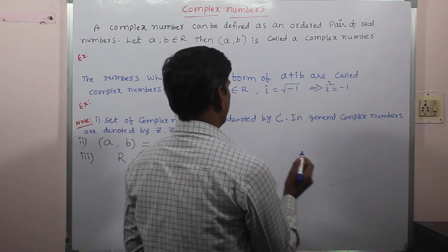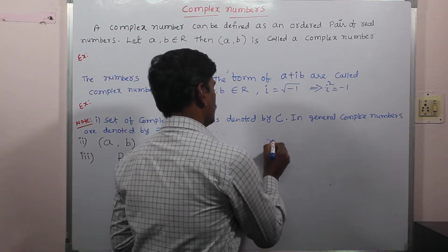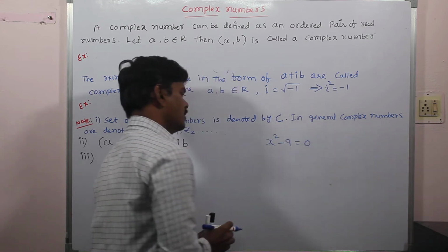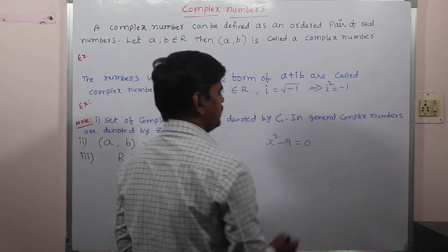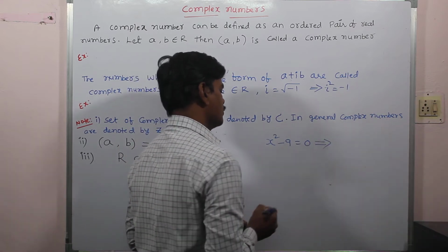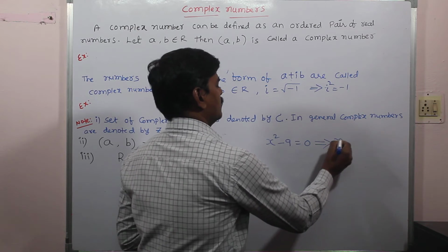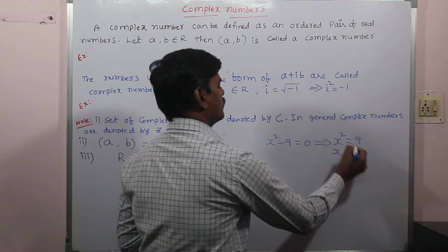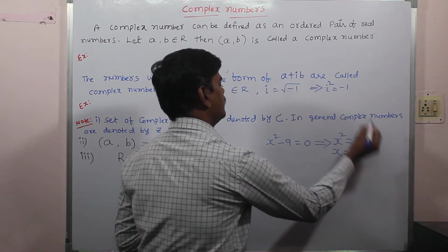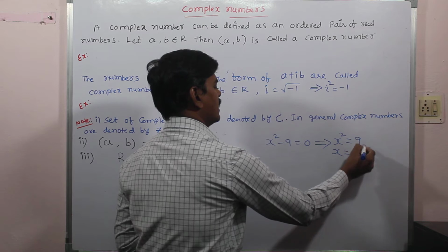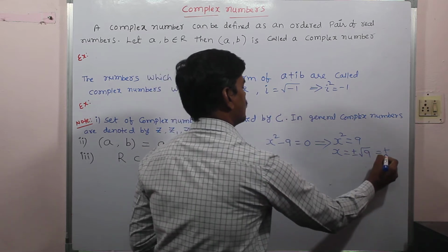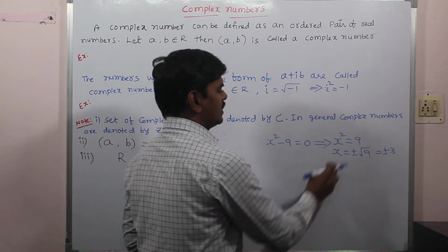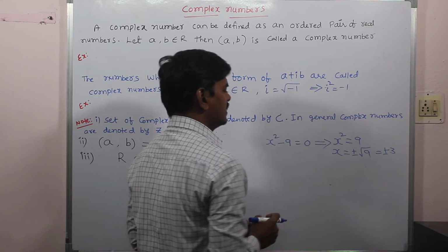Let's take an example. x square minus 9 equals 0. Suppose you are given this quadratic equation to solve. You know very well how to solve it. x square is equal to 9. On removal of the square from one side, we get x equals plus or minus square root of 9, which is 3. So we got two values for x: plus 3 and minus 3.